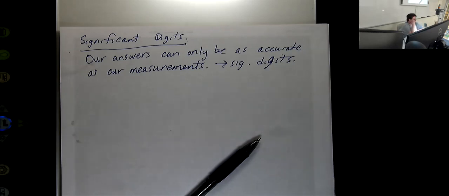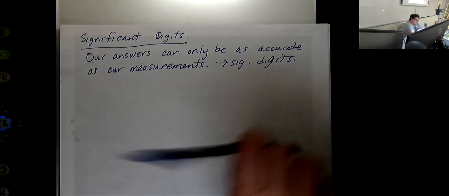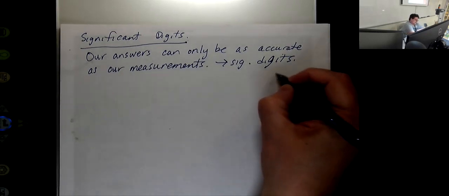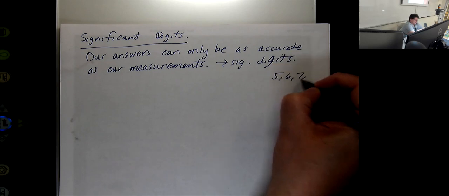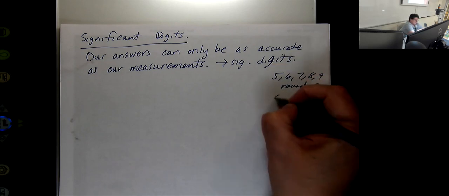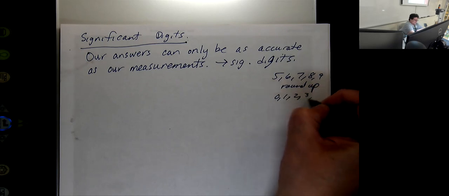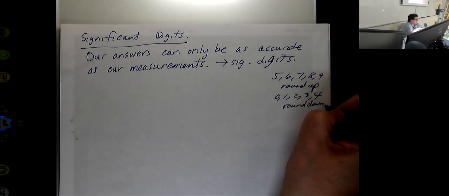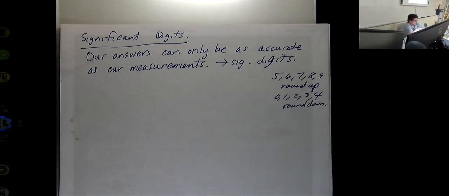That sounds weird, but usually when we're rounding, if the next number is 5 or larger, 5, 6, 7, 8, or 9, round up. And if it's 0, 1, 2, 3, or 4, we'll round down. So, rules with significant digits.